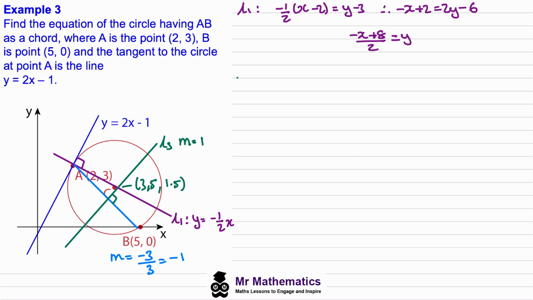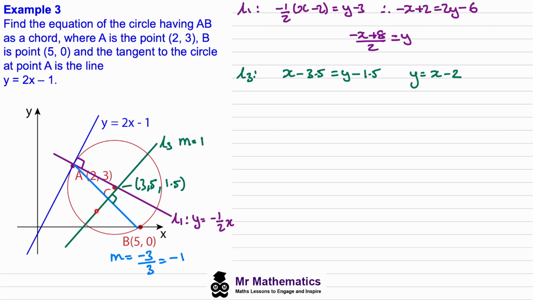So now we can work out the equation of line L3. It'll be the gradient of 1 multiplied by (x minus x1) and that will equal y minus y1. So we'll get rid of these brackets, and then we'll move this negative 1.5 to the left-hand side. So line L3 will be y is equal to x minus 2.